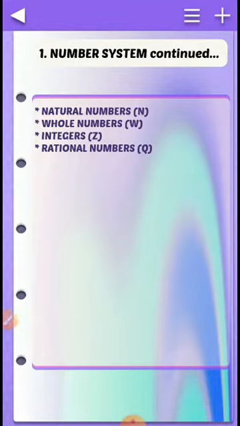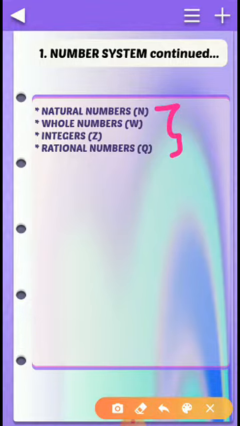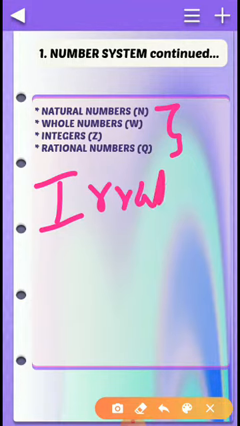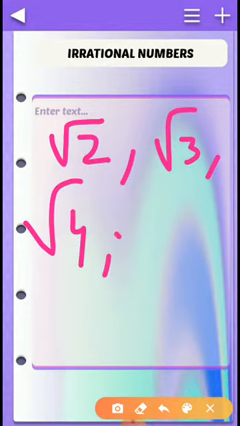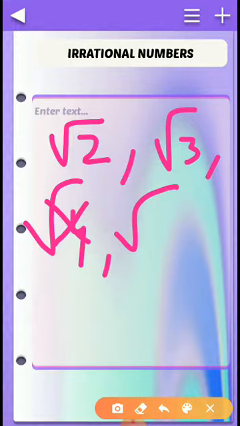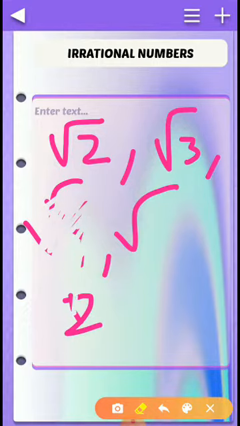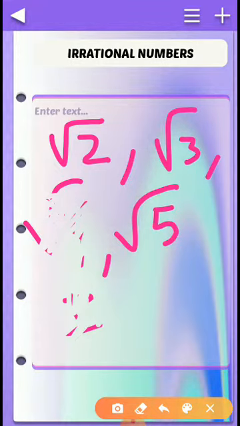Now, there are some numbers which will not come in this form, and such numbers are called irrational numbers. For example, if I write √2, √3, √4, √4 won't be there because √4 is 2, so that won't be. So I can say √2, √3, then √5 and so on. These are all irrational numbers.